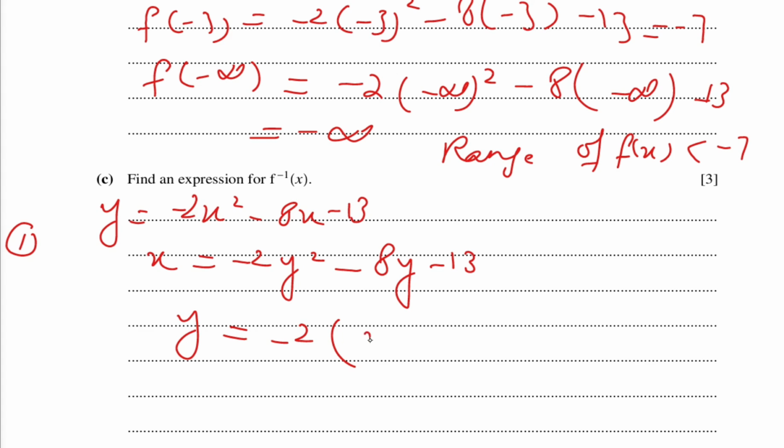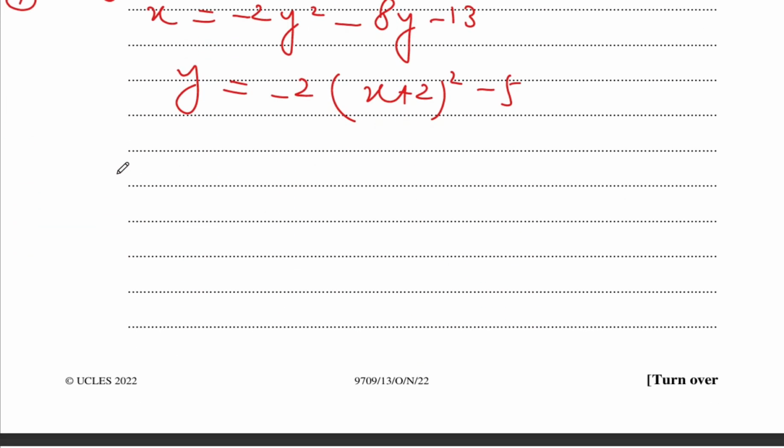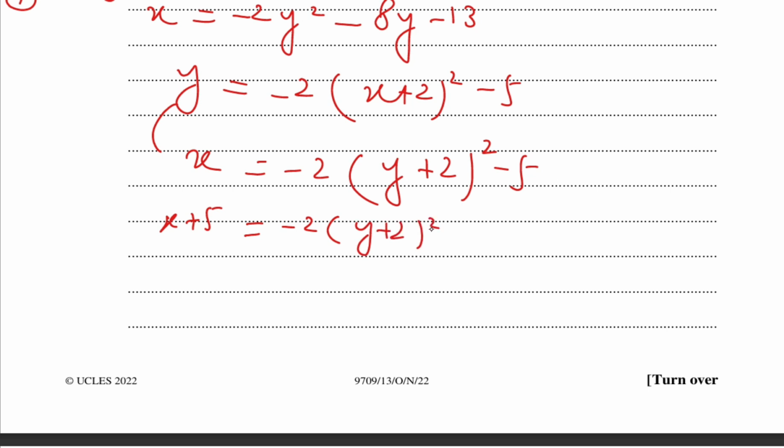Y will be equal to minus 2 times (x plus 2) squared minus 5, and we have made it x is equal to minus 2 times (y plus 2) squared minus 5, replacing x with y. Now we have to make y the subject, so it will be x plus 5 is equal to minus 2 times (y plus 2) squared. Then x plus 5 divided by minus 2 is equal to (y plus 2) squared.